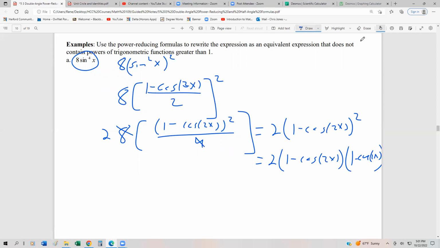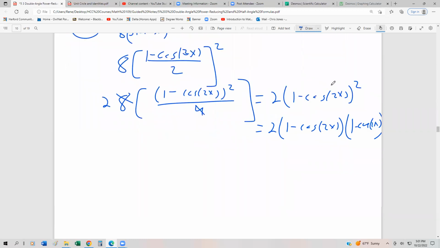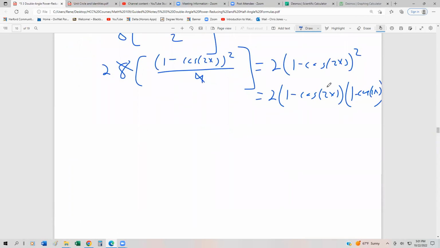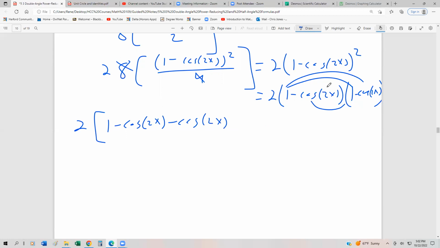All right. And so now what I can do is I can FOIL that out. Okay. And now we're going to have powers that aren't going to be any greater than 1. Okay. So when we FOIL it, we have the 2 on the outside. 1 times 1, 1. 1 times negative cos 2x is negative cos 2x. And then we're going to have another minus cos 2x. And then, unfortunately, this is going to become a positive cos square of 2x, okay?